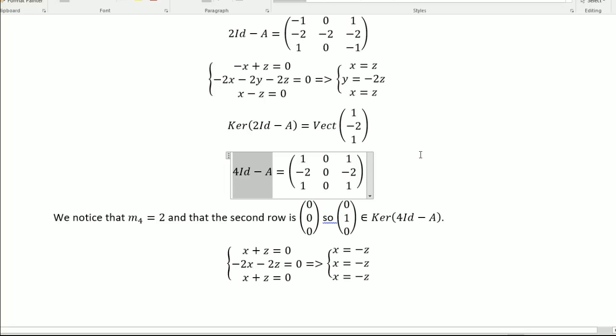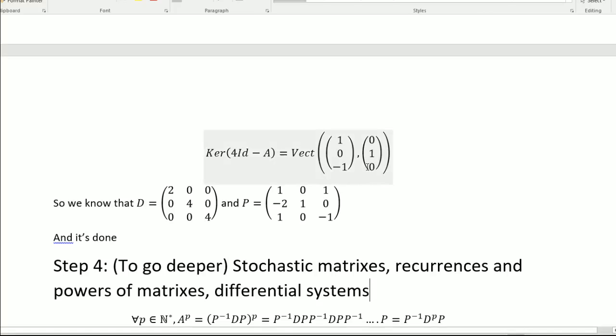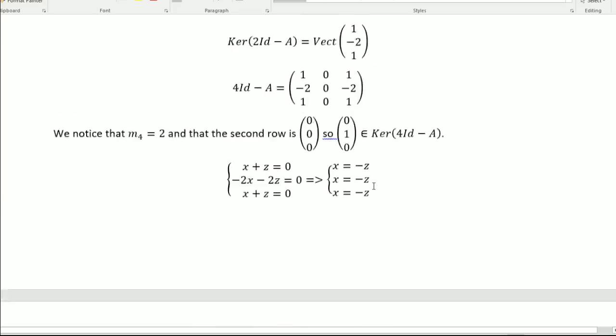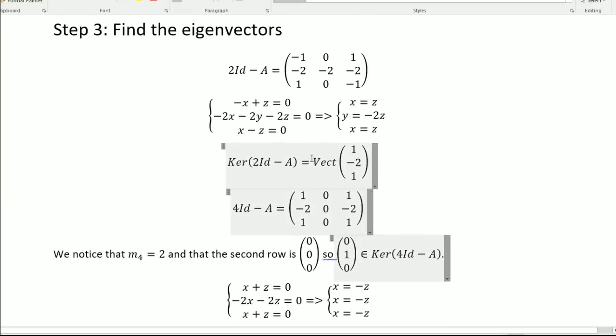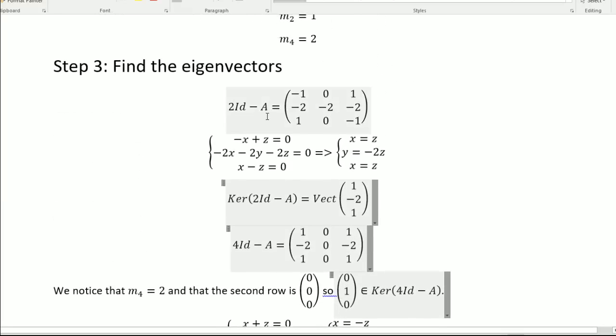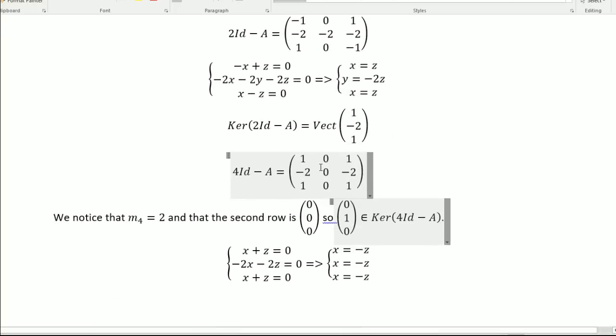Hold on a sec. I have something to check. So yeah. I was thinking something about the eigenvectors because they look slightly weird.